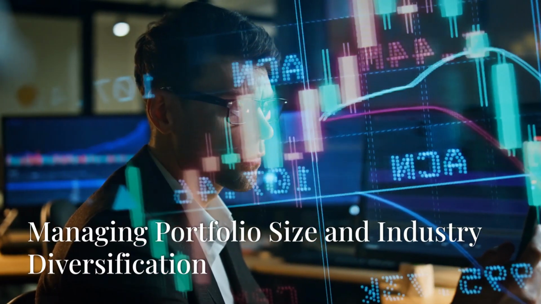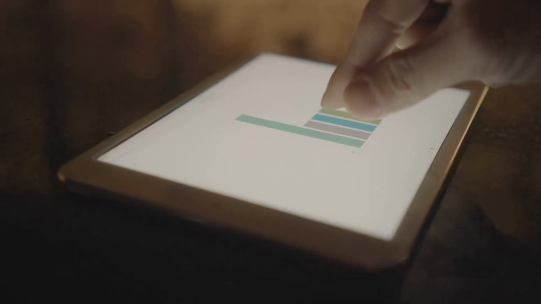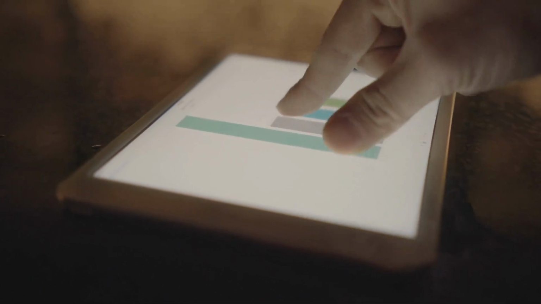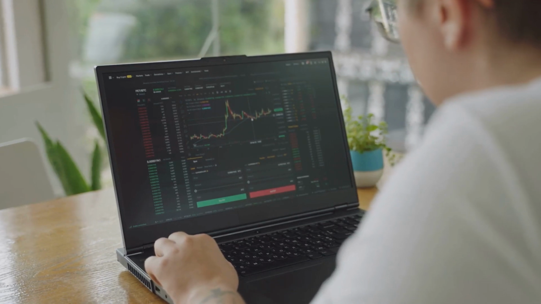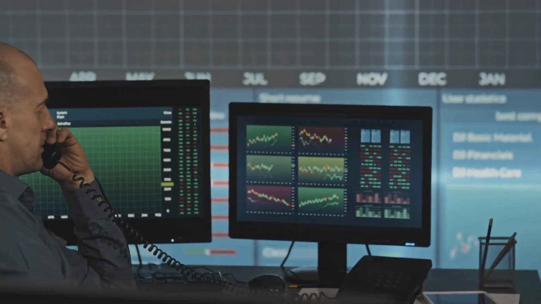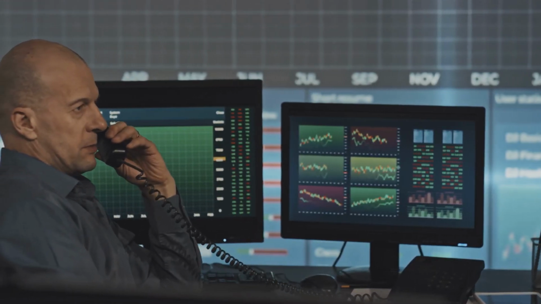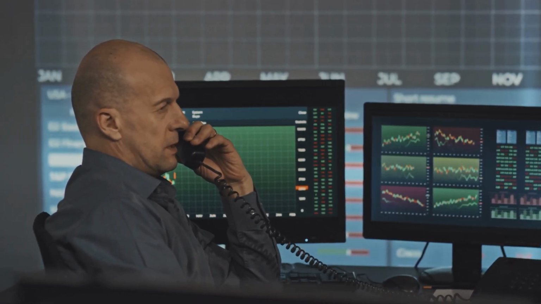Section 6. Managing portfolio size and industry diversification. Keeping a manageable portfolio size is essential for effective investment management. Investors should focus on their highest conviction investments. This involves concentrating on assets with the greatest potential for returns, rather than spreading investments too thinly across many holdings.